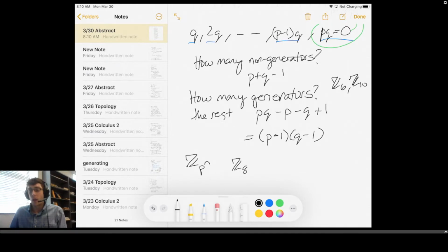Any questions on that before we completely switch gears and start talking about the symmetric group, or cyclic groups in general? Now is the time. All right. Fair enough.